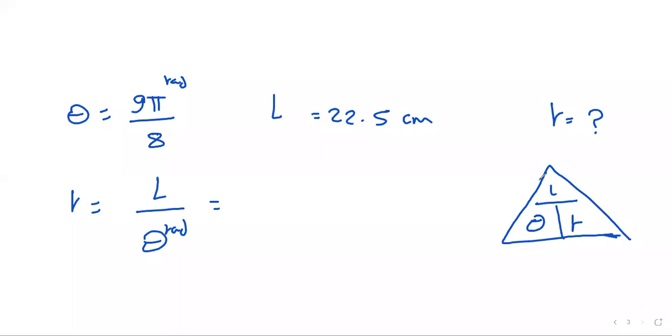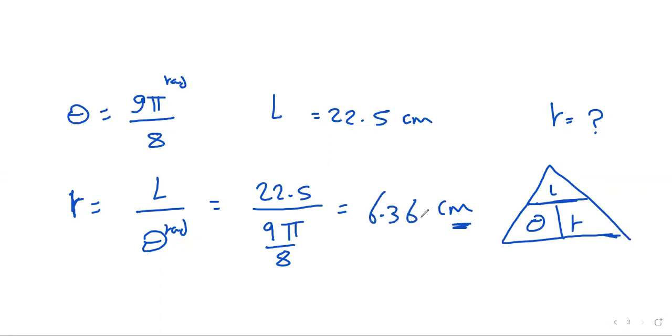So once again, what is theta radian? Theta radian is L over R. I want to get R, so R is L over theta radian. So it's 22.5 divided by 9 pi over 8 equals what? Click CD just to get centimeters. Don't click comma. It's our radius length, the length of the radius in centimeters. It will be 6.36. Mariam, did you get it?